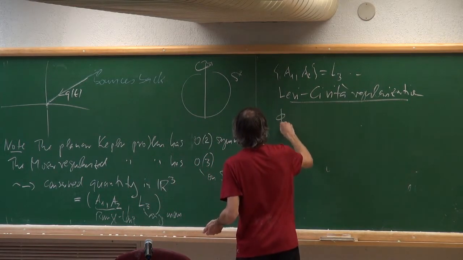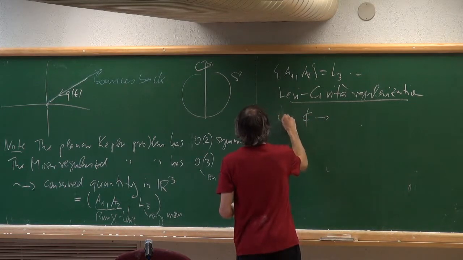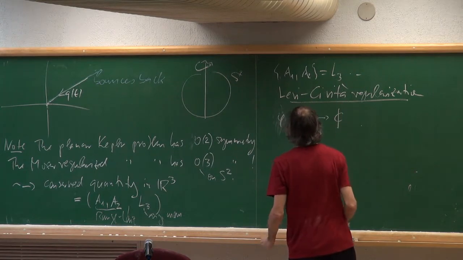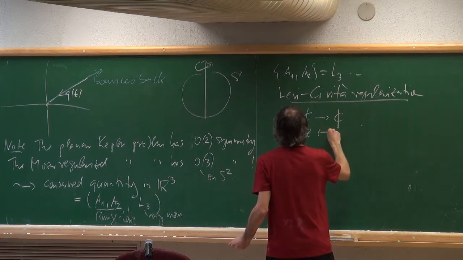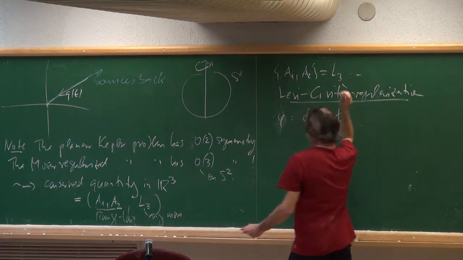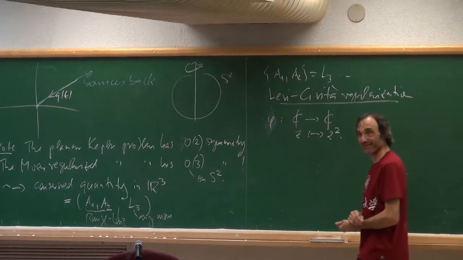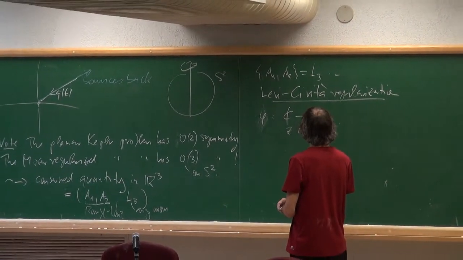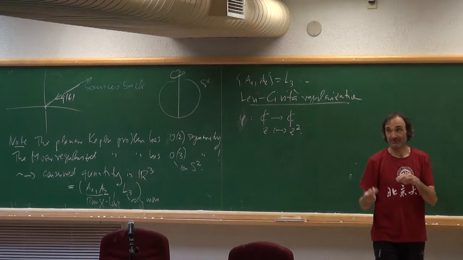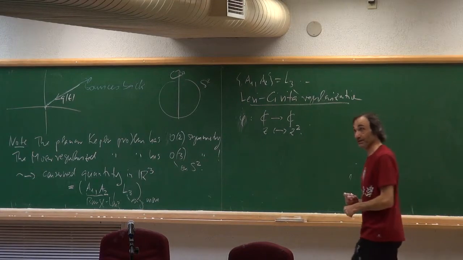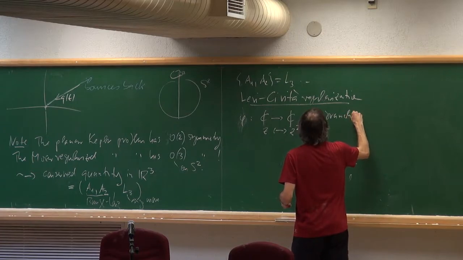So let's take phi from C to C, the map z going to z squared. Very harmless looking map. You can think of it as a branched cover of the complex plane onto itself, branched at the origin, and 2 to 1. So it's a 2 to 1 branched cover.